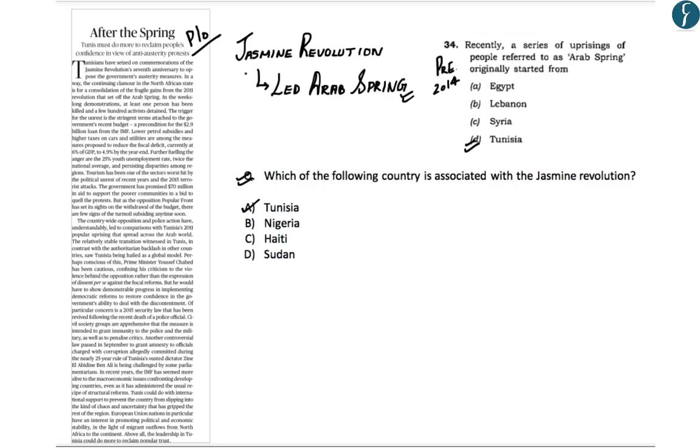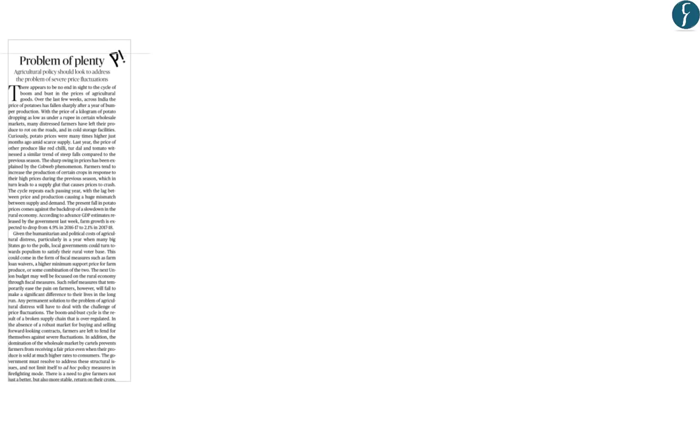So therefore remember 2 points: that the Jasmine Revolution led to the Arab Spring, and the second point, that it occurred in Tunisia. And this is all we required to understand from this article. So we move on to our next article. We have taken this news from page 10.